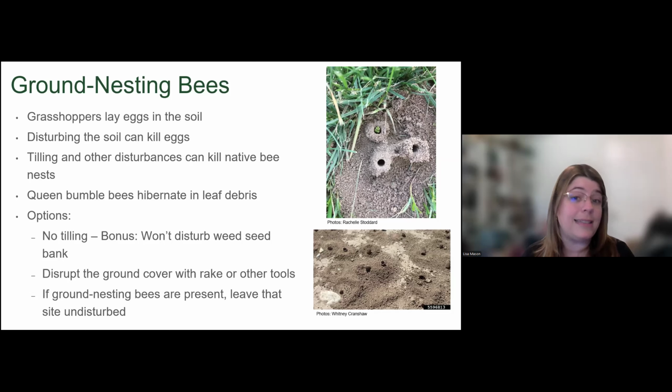No tilling will likely save those ground nesting bee nests, and you won't disturb the weed seed bank. You could disrupt the ground cover, like with a rake, just at that surface level, to hopefully kill the grasshopper eggs, but maybe not harm the ground nesting bees. It's not a perfect solution, but if you're walking your property and you notice ground nesting bees nesting in those areas, and often that looks like a bunch of holes in the ground, and there might be an aggregation, so you might see 50 or hundreds of holes in the ground, maybe leave that area alone. Don't disturb that area, but go to other areas on your property where the ground nesting bees are not nesting. That's not a perfect science, and you really have to weigh the pros and cons too. But it's just something to be mindful of.